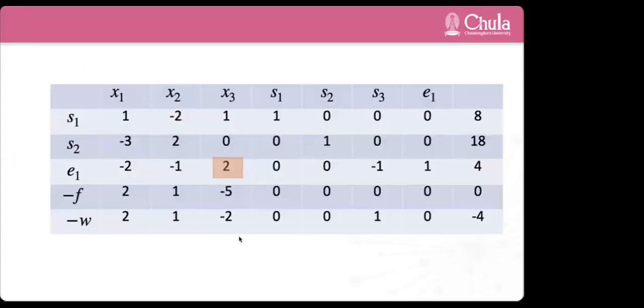Write all these things in the tableau. In the table. Okay? So you see that our aim of the first phase is to what? To make W to be 0. Drive W to be 0.